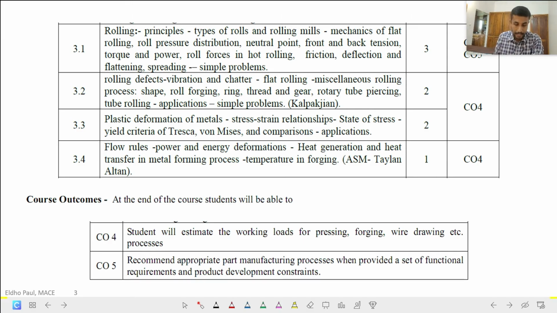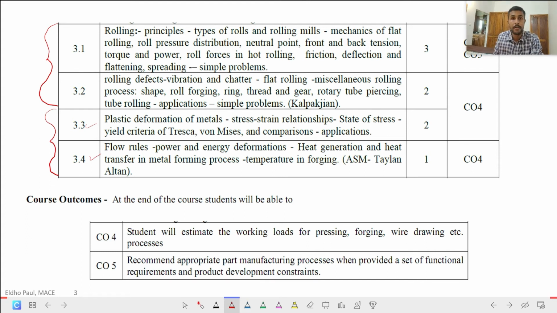In this syllabus, we can divide the content into two parts. The first part, 3.1 and 3.2, is related to the rolling process. The second part, 3.3 and 3.4, is related to the plastic deformation of metals, and gives the fundamentals of plastic deformation. So initially we will discuss 3.3 and 3.4, where we cover the basics of plastic deformation. After completing these, we will discuss the rolling process, which is one of the basic or fundamental metal forming processes.